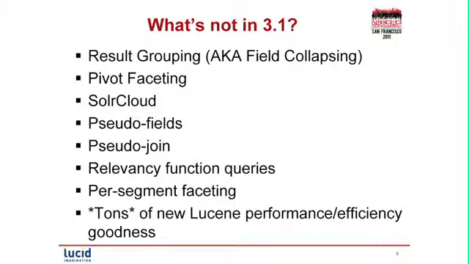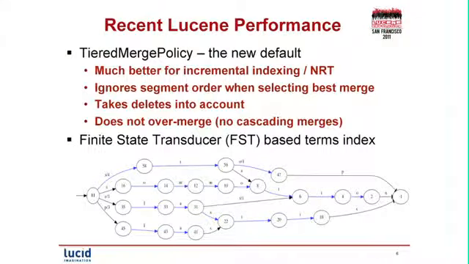So there's a whole bunch of things, like I said, that are not in Solr 3.1 that I'm going to be going over, and they're currently only in the trunk version, Solr 4. Some of these might appear in a 3x release if they get backported. There have been a ton of recent Lucene performance enhancements. A lot of them I'm not going to go over here.